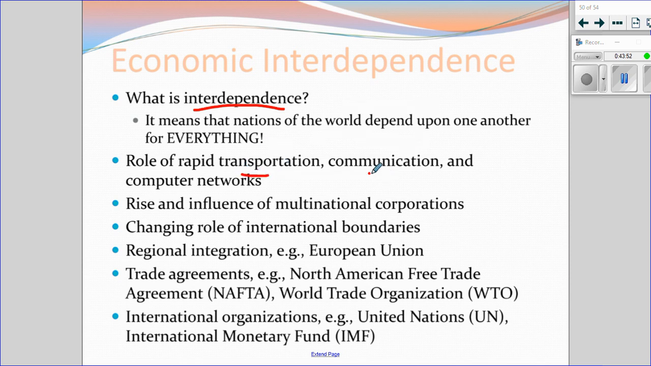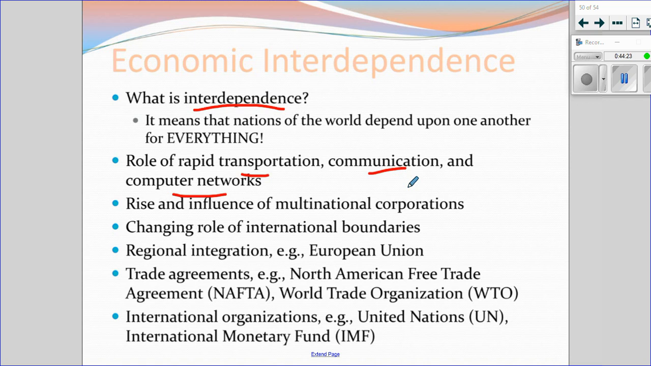Rapid transportation, communication, and computer networks have resulted in many trade linkages. So much so that pretty much anything that you use is made in more than one country. Even the shirt on your back is made in multiple countries. Your cell phone is made in a bunch of different countries. Your cars, even domestic cars, supposedly have parts from all over the world.